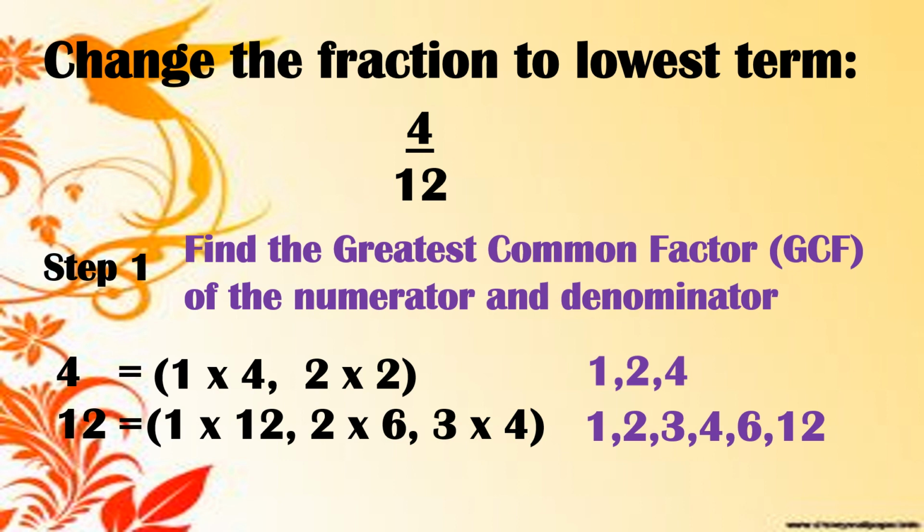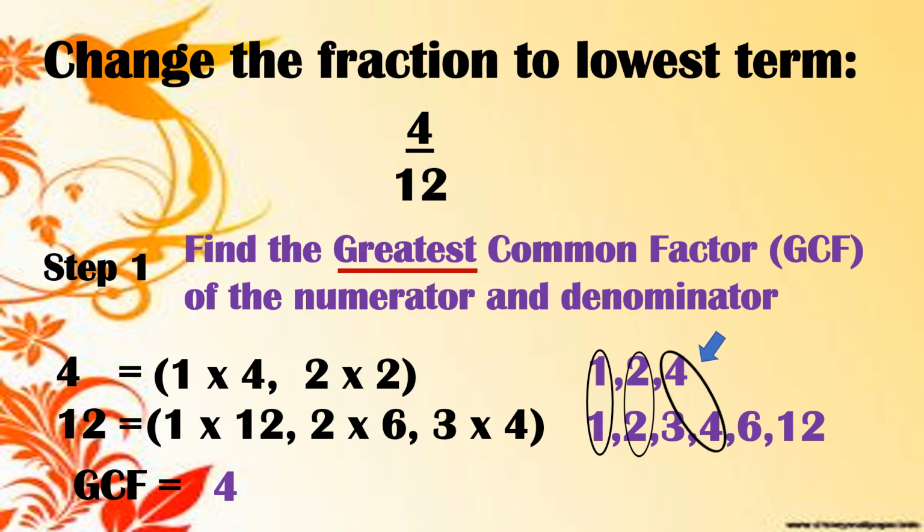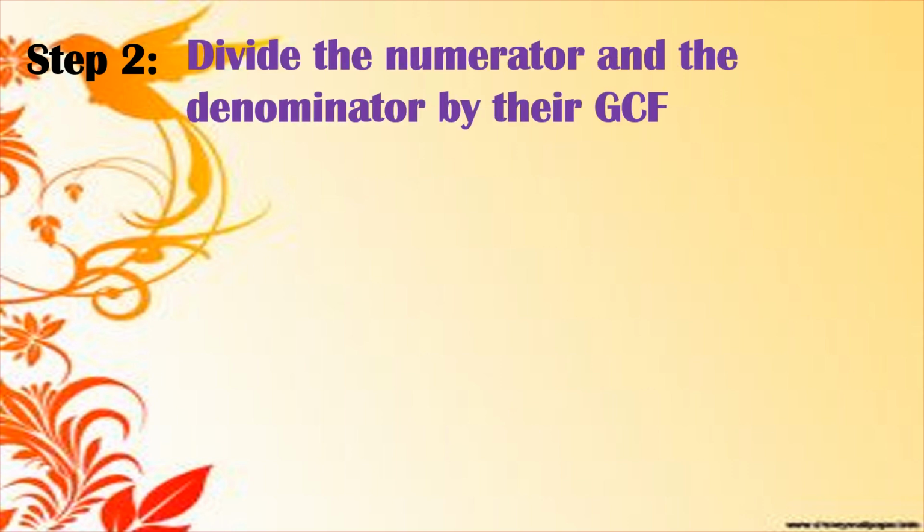Notice that we have 3 common factors, 1, 2, and 4. But we are asked to find the greatest, so we're going to pick 4. Therefore, the GCF of 4 and 12 is 4. Step 2. After finding the greatest common factor, we're now going to divide the numerator and the denominator by their GCF, or greatest common factor.